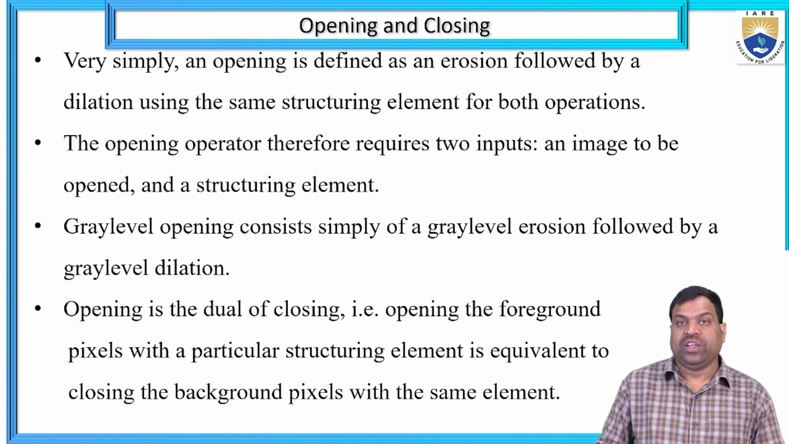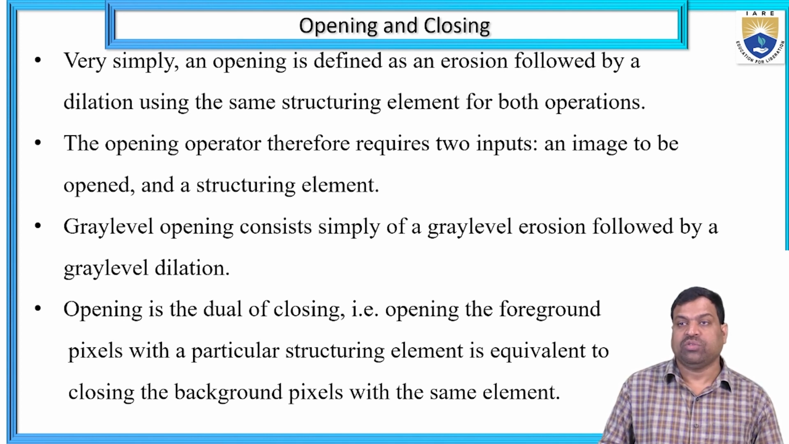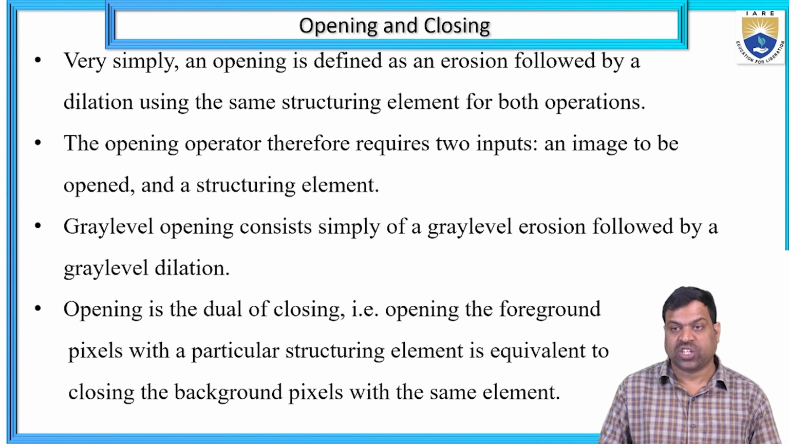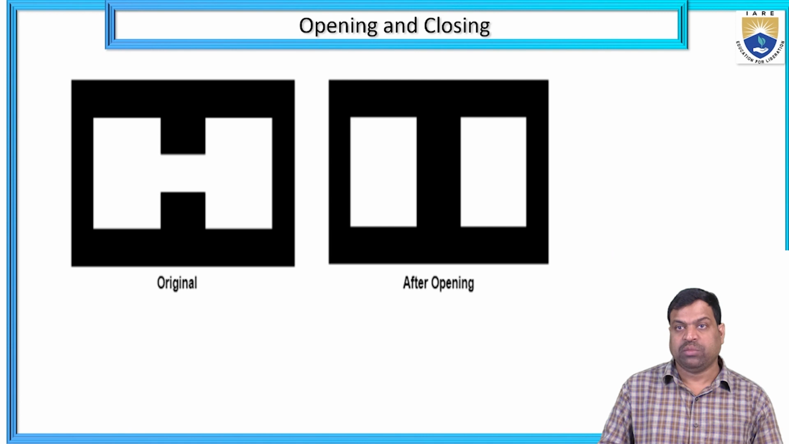So, very simply, opening is defined as an erosion followed by a dilation using the same structuring element for both operations. The opening operator therefore requires two inputs: an image to be opened and a structuring element. The gray level opening consists simply of gray level erosion followed by a gray level dilation. Opening is the dual of closing, and opening the foreground pixels with a particular structuring element is equivalent to closing the background pixels with the same element.